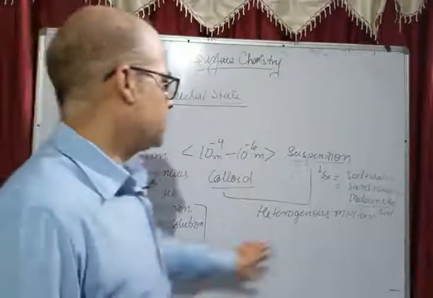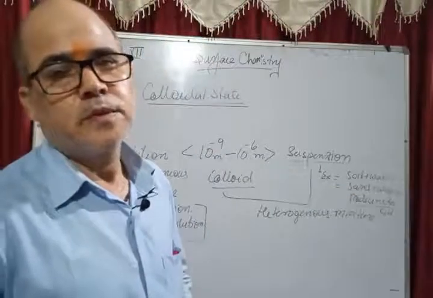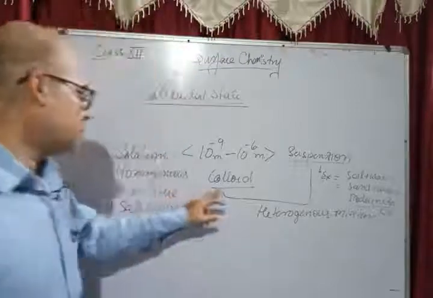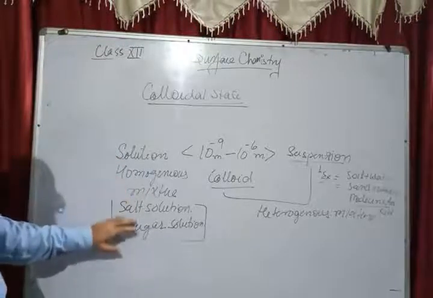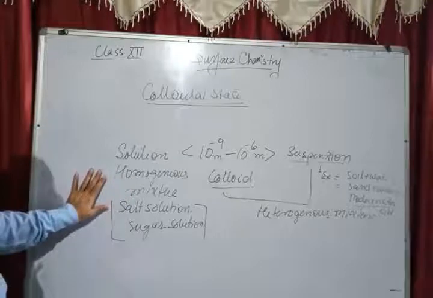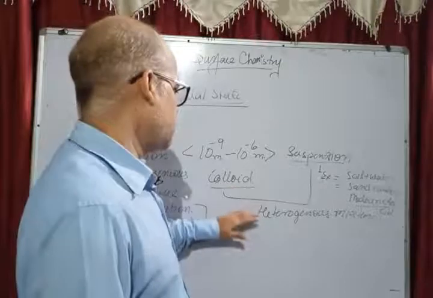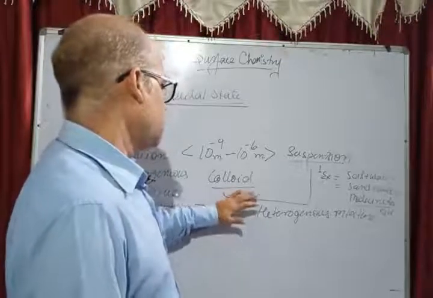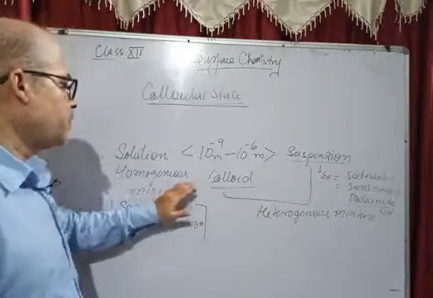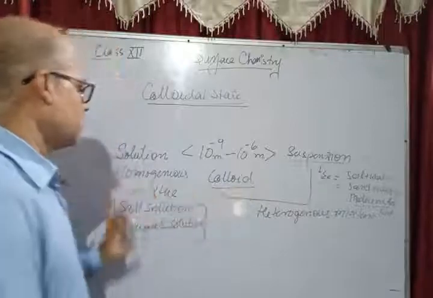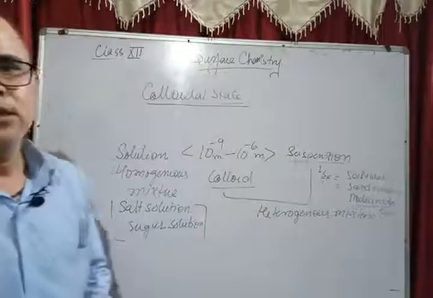In case of suspension, we can separate solute and solvent with the help of simple filter paper. But in the other two cases, you can see that it is very difficult to separate solute particles from the solution. But in this case there is also some difference. This resembles a solution also, but due to the size difference it is heterogeneous. Okay, now in the next class we will see colloids in detail.